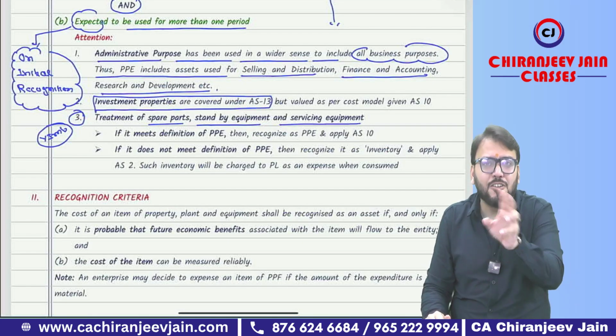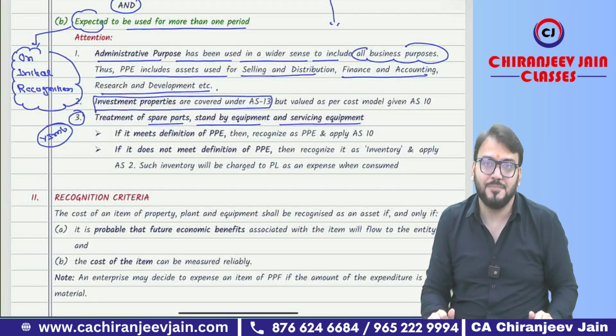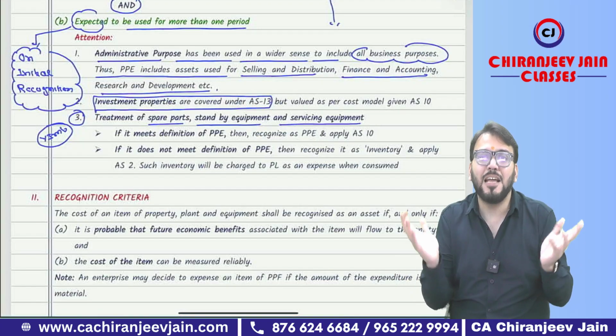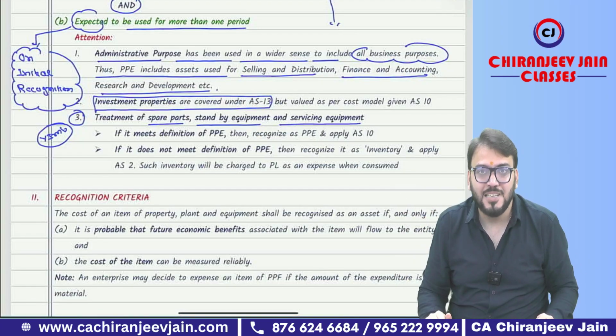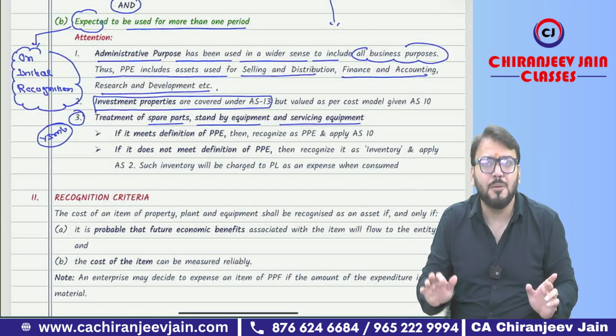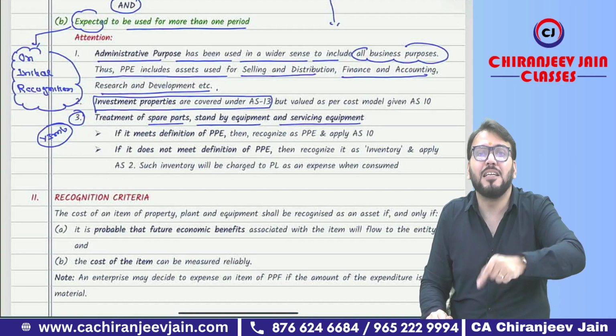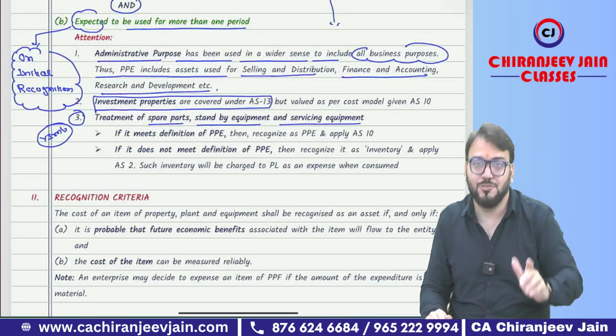What is standby equipment? Standby equipment means that equipment will be used when the principal equipment cannot be used. For example, right now in my studio there is one air conditioner, AC. I have some ceiling fans also, but the ceiling fan will be used whenever AC is not working. Means ceiling fans are standby equipment that will be used when AC can't be used.